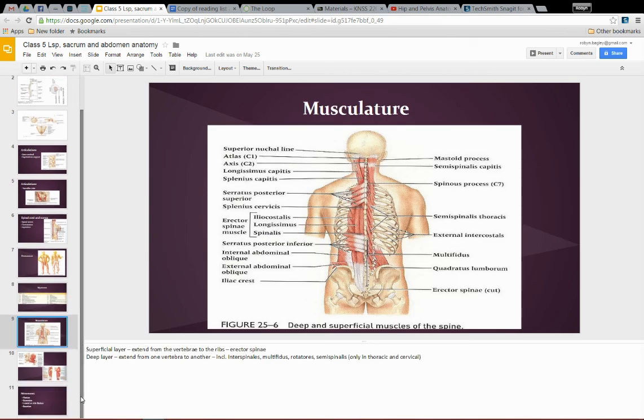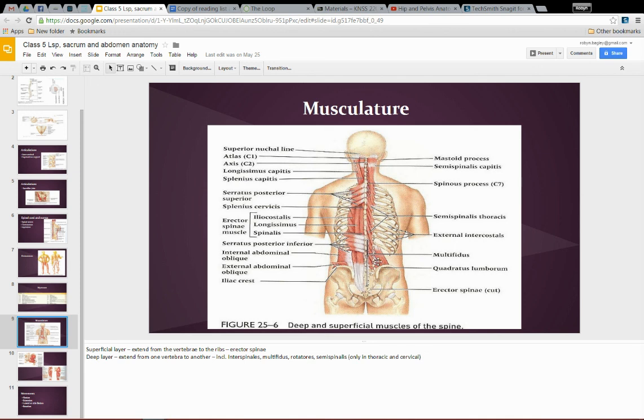So back to musculature. Again, we're looking primarily at the lumbar and sacrum areas. There are two general differentiations of the musculature in the spine. The superficial layer of muscles, okay, that's this side here, extend from the vertebrae to the ribs. Okay? Erector spinae would be an example. Okay? That is a superficial muscle. The deep layer, which is on this side of the picture, extends from one vertebra to another.